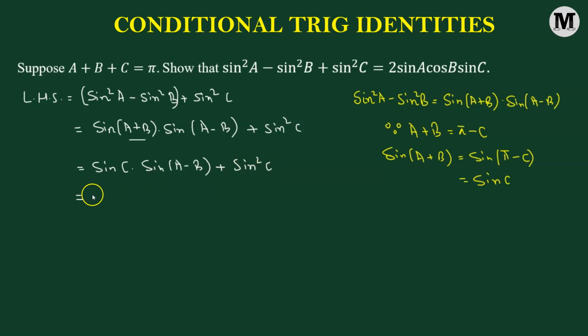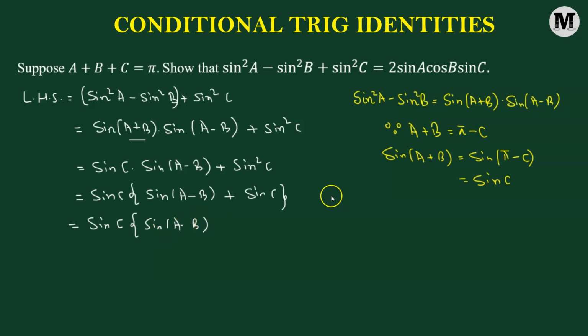So let's take sine c as the common factor. Once we take it, that leaves us with sine of a minus b in the first term and sine c in the second term. Now we keep sine c as it is, sine of a minus b also intact, but we change sine c back to sine of a plus b. So we have plus sine of a plus b.